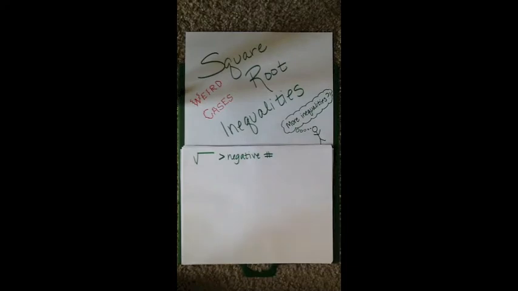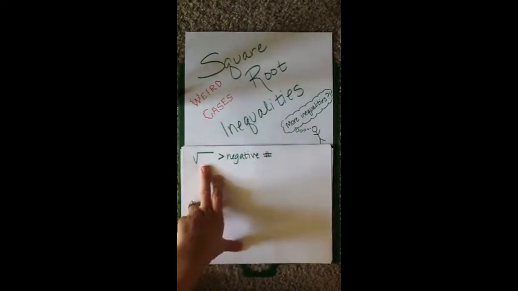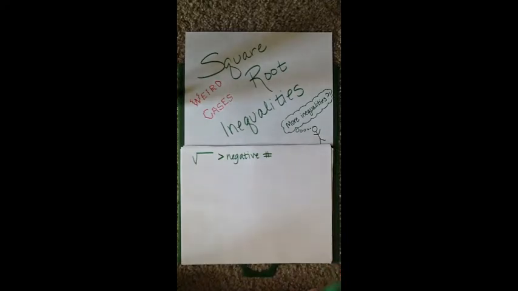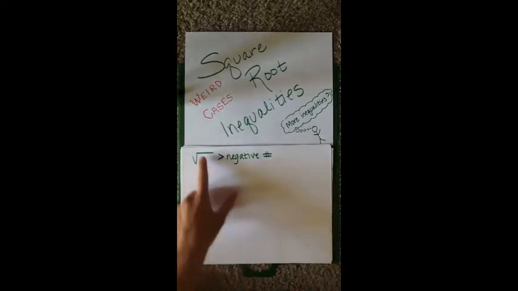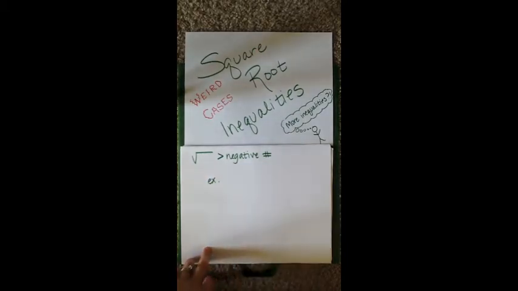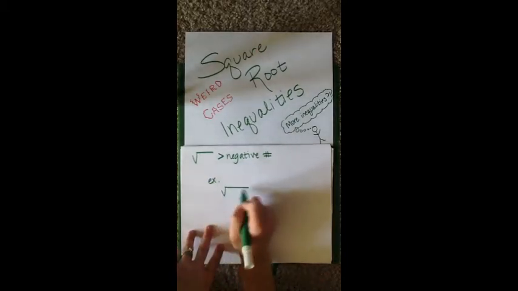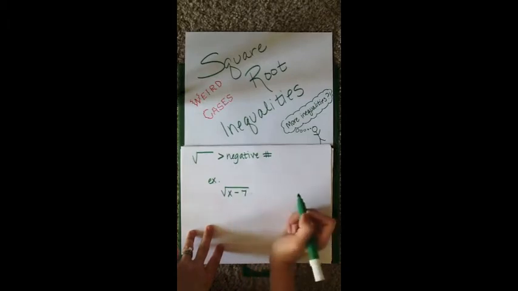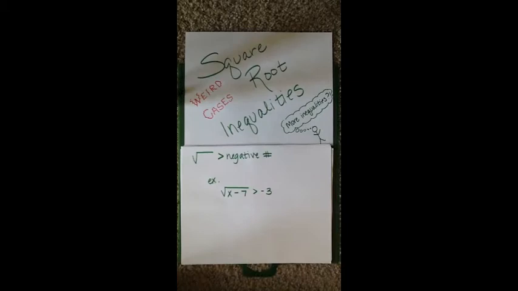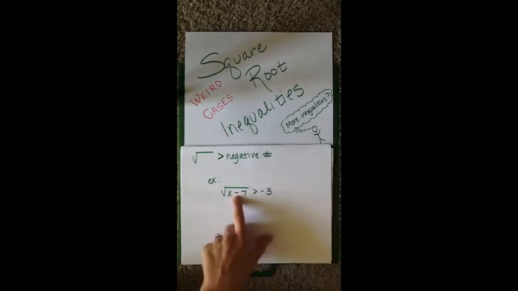Well, generally speaking, we know that square roots are positive, so a positive is always bigger than a negative number. You just have to figure out what numbers are going to make this positive. So if I look at a specific example, let's say I have square root of x minus 7 is greater than negative 3. Well, positive is always bigger than negative. So I just need to figure out what are the possible values for x.